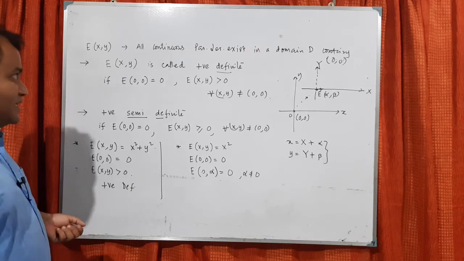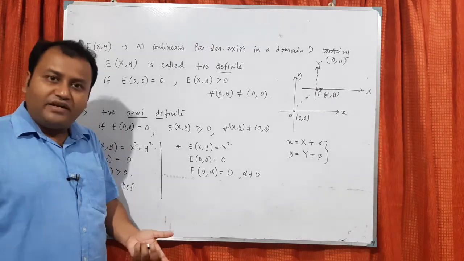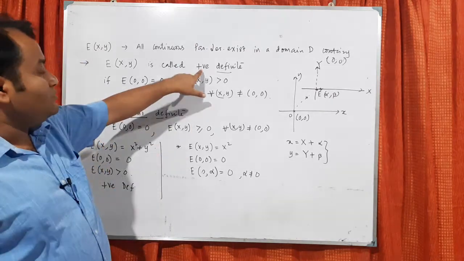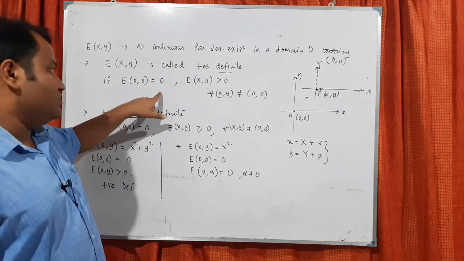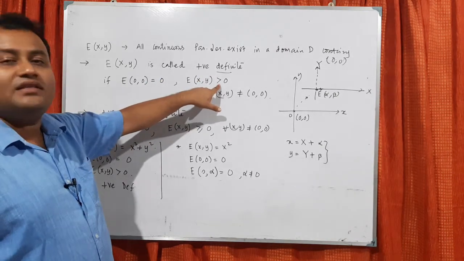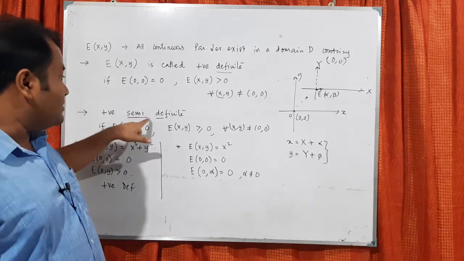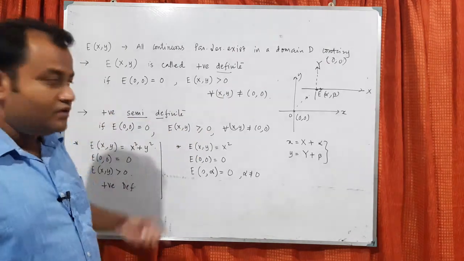So I hope you can understand that. Now what will be negative definite? In a similar manner, just make the positive negative. So E(0,0) will be 0, all remaining will be strictly less than 0, and for negative semi-definite, less than or equal to 0. So the same concept.